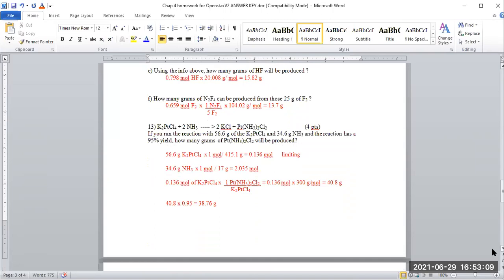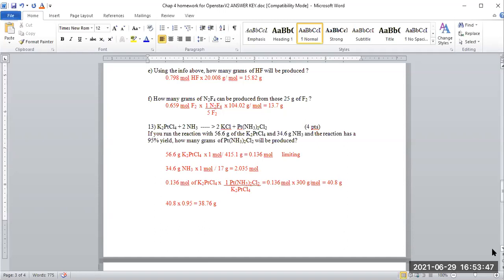All right, number 13 is less lead you step by step. I gave you a reaction, it is balanced, and then I gave you a bunch of information and you have to figure out a few things about it. So if I've got 56.6 grams of potassium platinum chloride and 34.6 of my ammonia, how many grams of the big product are going to be produced?